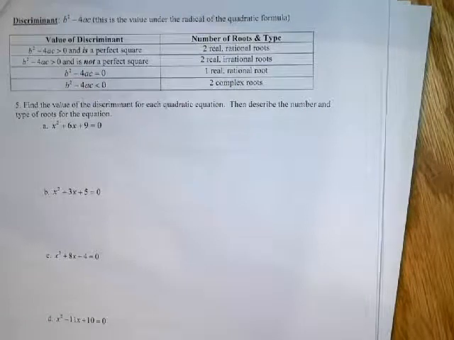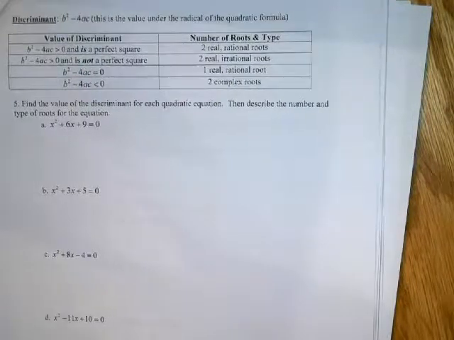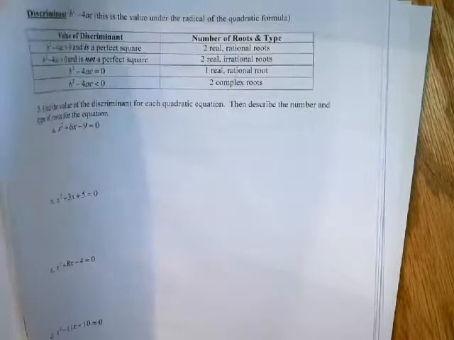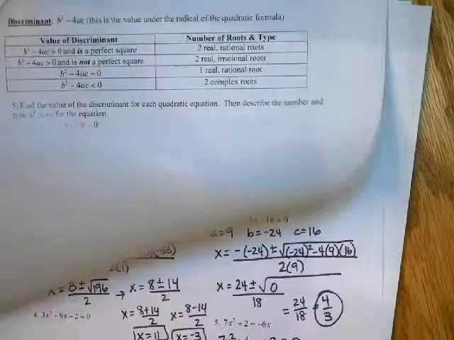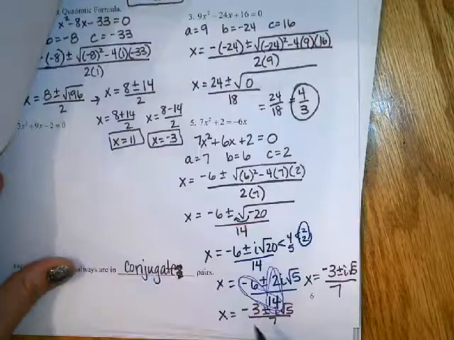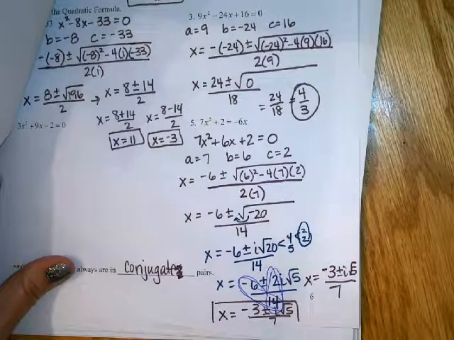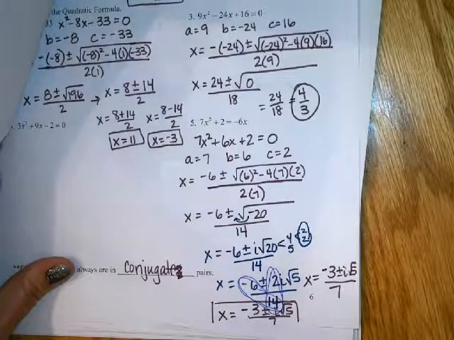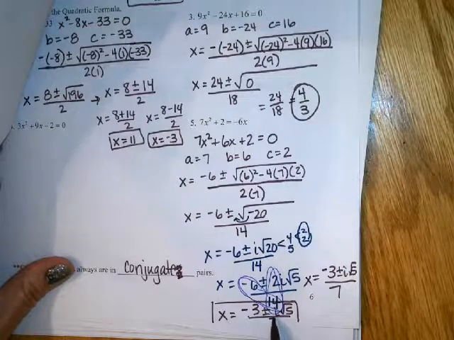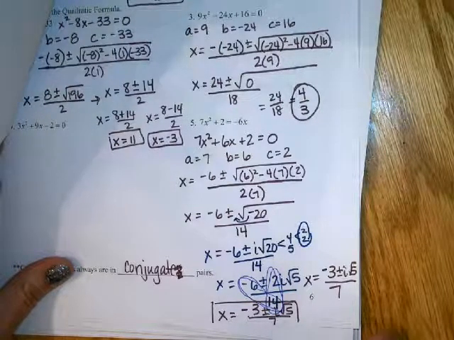What do you mean? Which one? We're left here. He's just this guy. He just stays like that, because he's got a radical and he's got an i. So we just simplify him as much as we can and he stays like that.